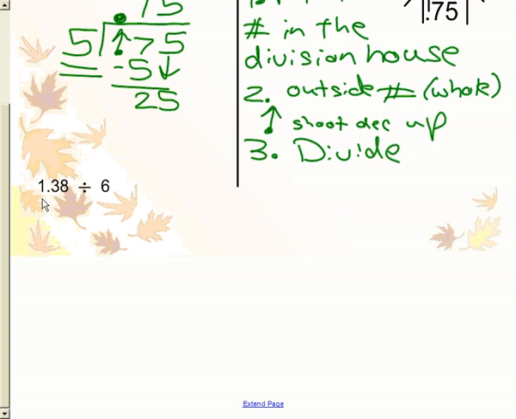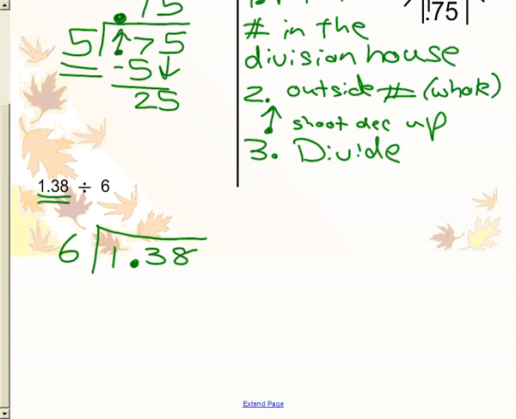Here we go. So let's put this in the house. So let's draw our house. The first number goes in the house, so we'll write 1 and 38/100ths. And then this is our divisor out here. All right, so is 6 a whole number? Yes, it is. It is not a decimal. It is a whole number.